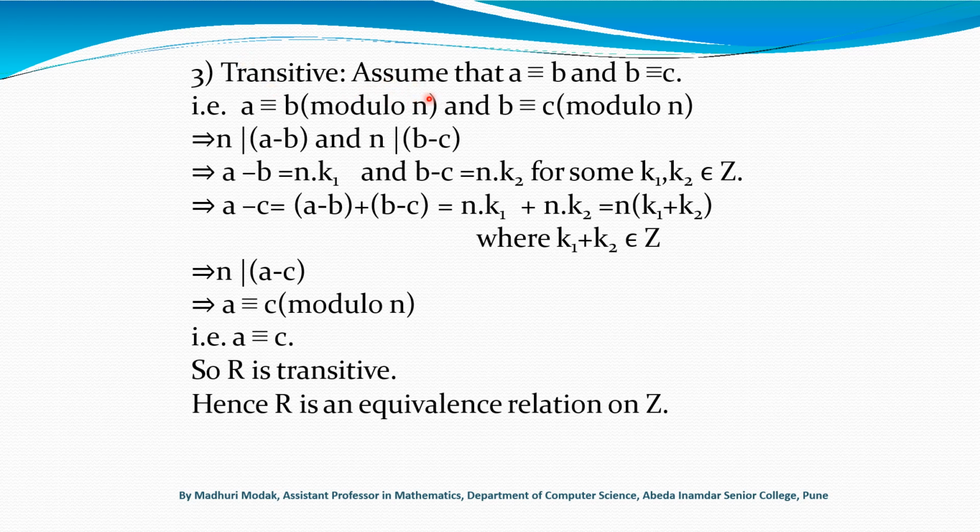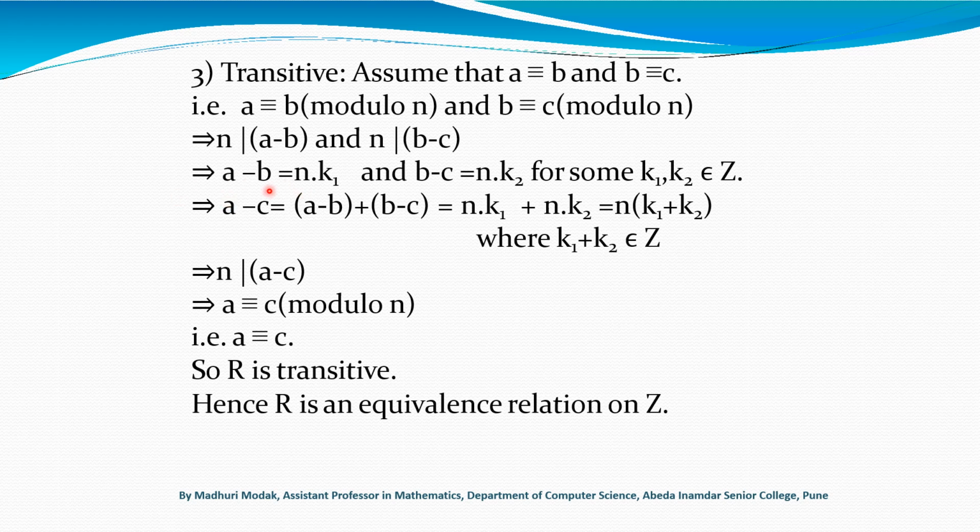Now in transitivity, we assume that A related to B and B related to C. So by definition of relation, we get A is congruent to B modulo N and B is congruent to C modulo N. So by definition of congruence, N divides A minus B and N divides B minus C. So by definition of divisibility, A minus B is equal to N into K1 and B minus C is equal to N into K2 for some K1, K2 belonging to Z.